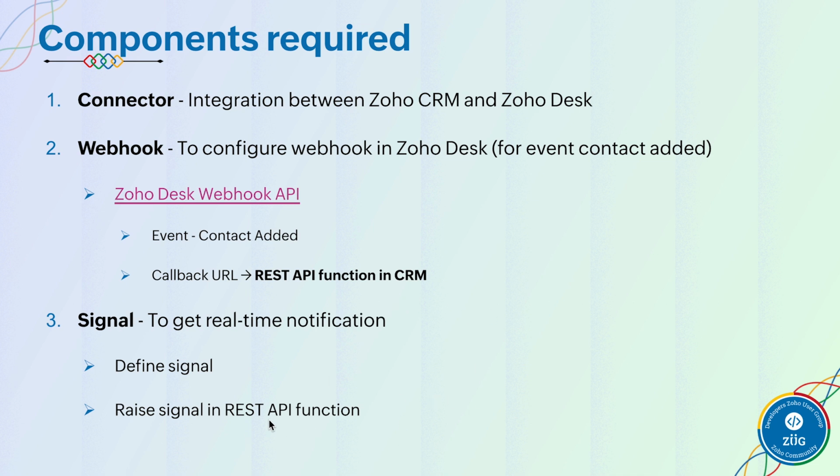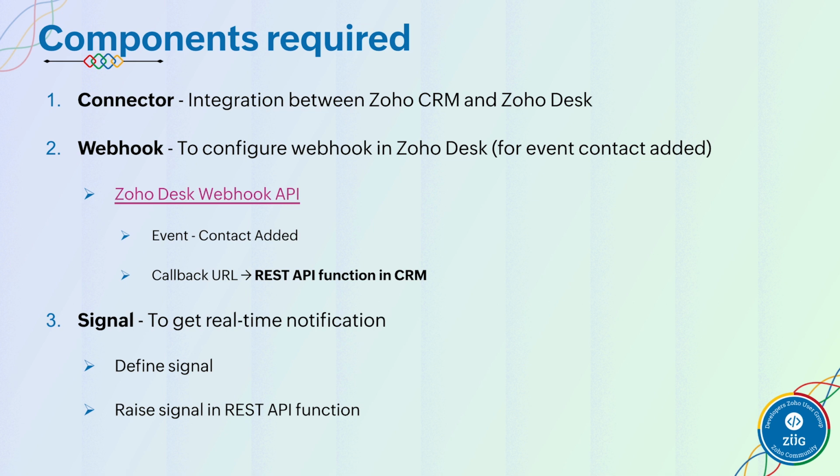So why are we raising the signal in the REST API function itself? Because after the event occurs, that is the contact is created in Zoho Desk, we are going to get that real-time data into our REST API function. So in that real-time data, we are going to fetch the details that are required and have that created as a lead in Zoho CRM. So only once that lead is created in Zoho CRM, we want to notify the CRM user that a new lead has entered into CRM, right?